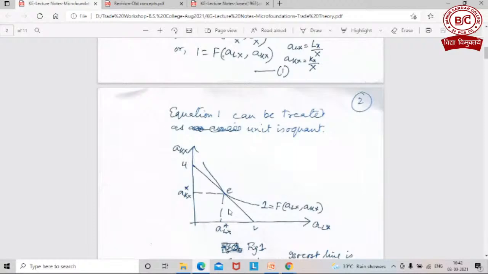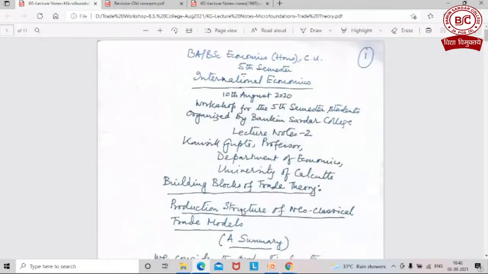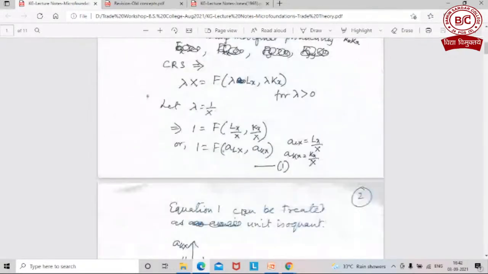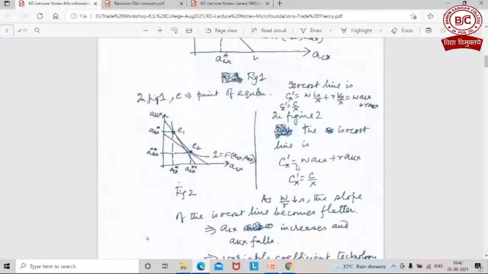And this UV line is nothing but your cost equation. What is the cost equation? The cost equation is given here. You are already familiar with this: aLX·W plus aKX·R. Remember, even if we write it in terms of aLX·W plus aKX·R, the slope is still W by R in absolute terms. So for one unit of output, the cost equation is aLX·W plus aKX·R.